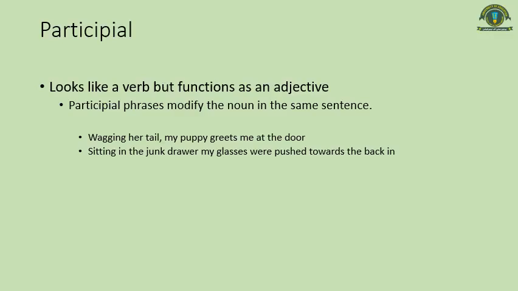Be careful not to confuse the participial phrases with the gerund phrase. And remember that the gerund can always be substituted with the pronoun it. Like in this example, wagging her tail is my puppy's way of showing affection. If we substitute wagging her tail with the pronoun it, we can tell that this phrase is a gerund. It's my puppy's way of showing affection.